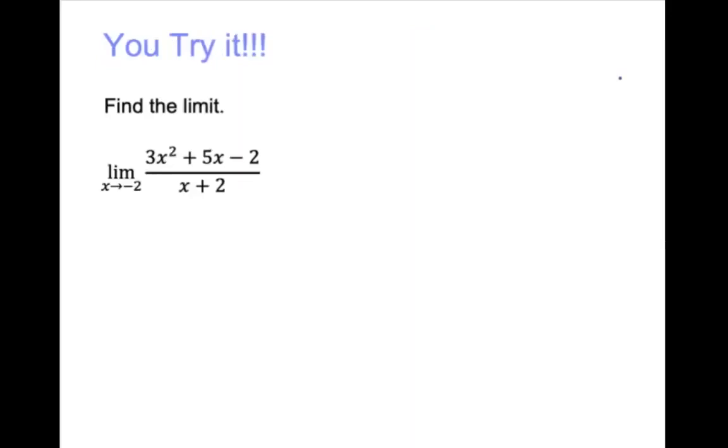Now it's your turn to practice the dividing out technique. You're asked to find the limit as x approaches negative 2 of 3x squared plus 5x minus 2 over x plus 2. Please pause the video and work the problem. Then once you get your limit, unpause the video and see if you come up with the same solution as I do.